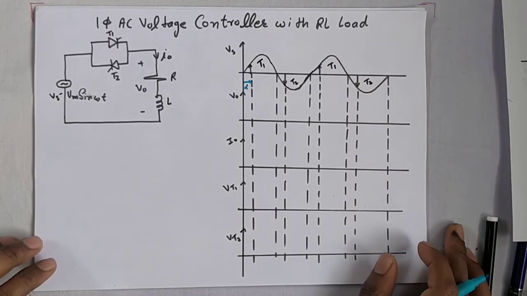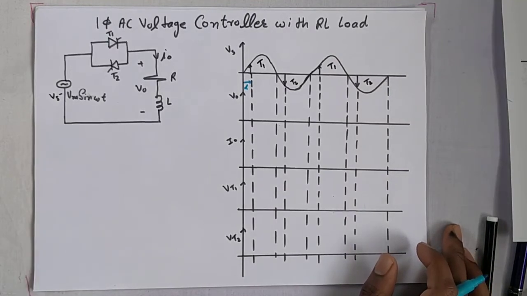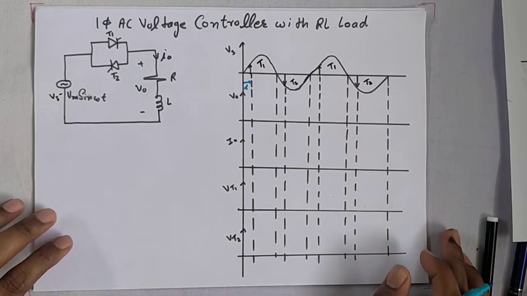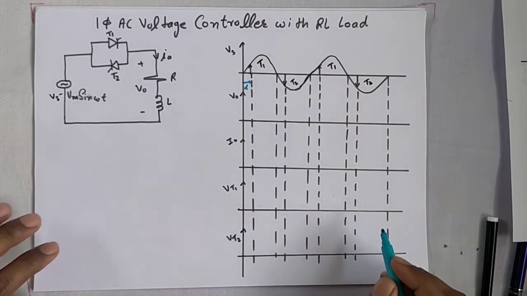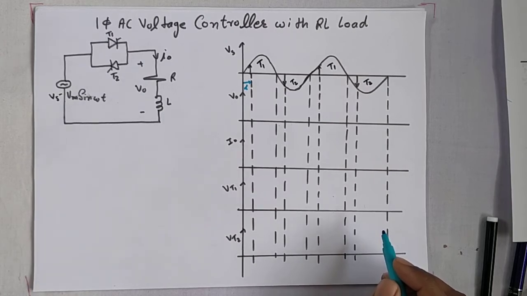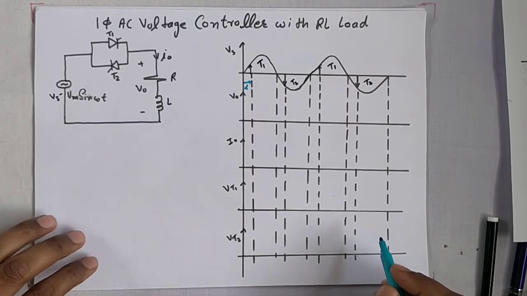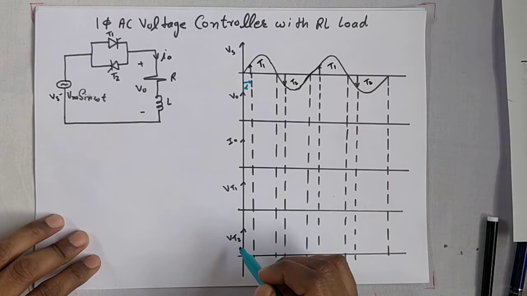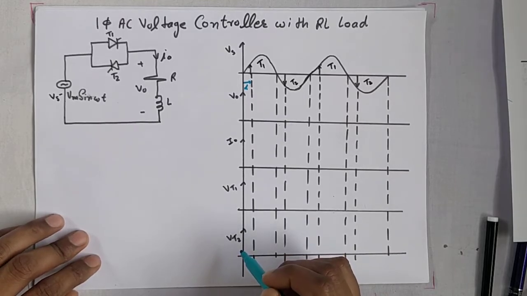Good morning everyone. Today's topic is the single phase AC voltage controller with RL load. This is the circuit diagram and here we will draw the output waveform. In this lecture we will study the working of the circuit diagram, how to draw the voltage waveforms for V0, I0, T1 and T2, thyristor voltage T1 and thyristor voltage T2, and derive the output voltage equation.